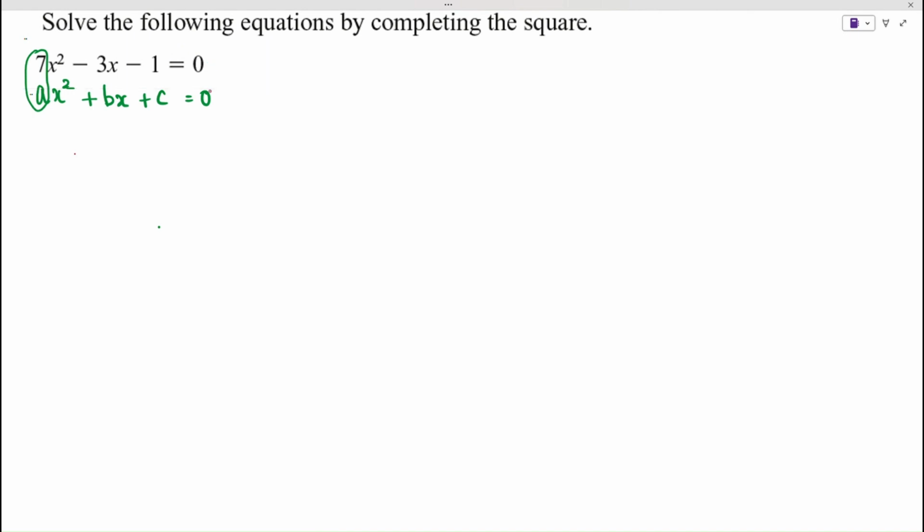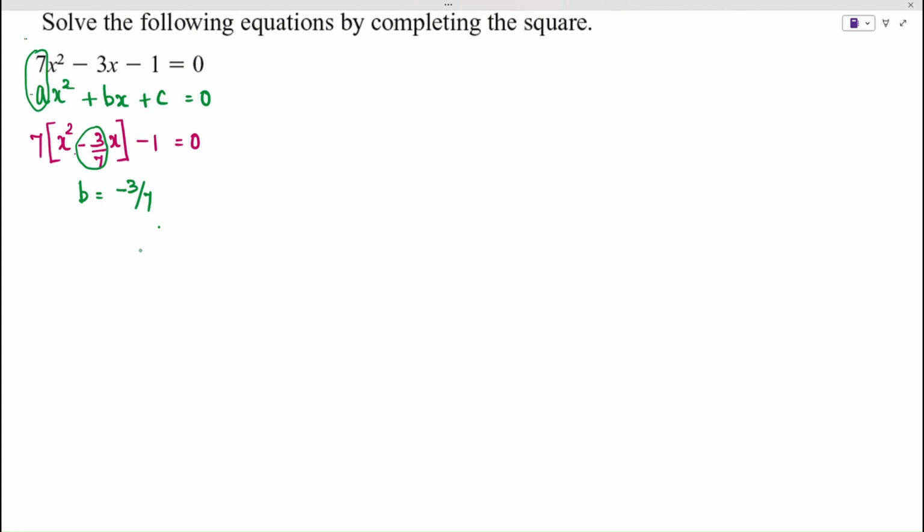So what we can do now is factorize 7 out of the first 2 terms in our equation. So we get 7 times (x squared minus 3 over 7 x), close our brackets, minus 1 is equal to 0. Now what we can do is find the coefficient of x. I'm going to set that as b. So b is equal to minus 3 over 7.